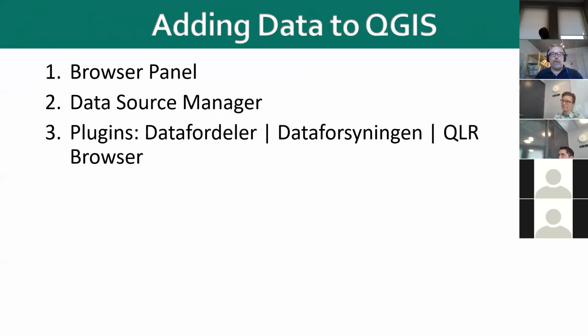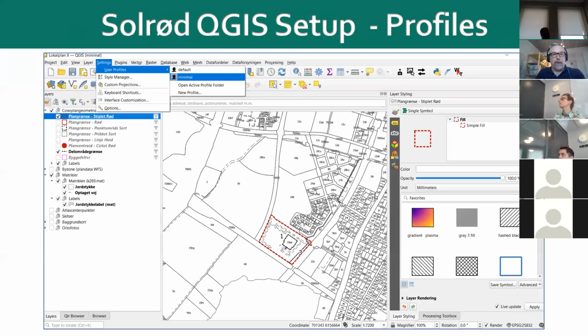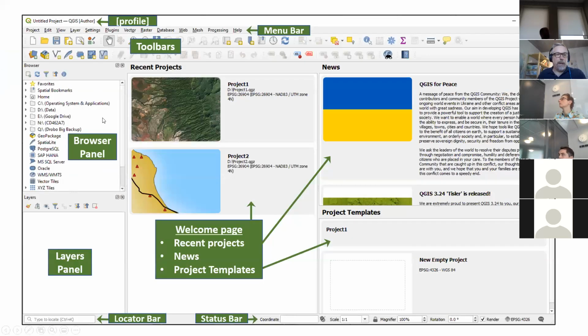So what we're going to talk about next is adding data to QGIS. Once you have it open, how do you start adding data to it? There are three main ways. There's this thing called the browser panel. And if I go back, this is the browser panel here.